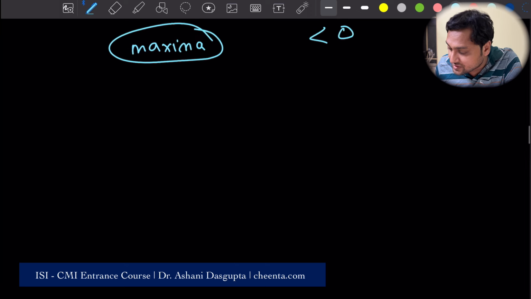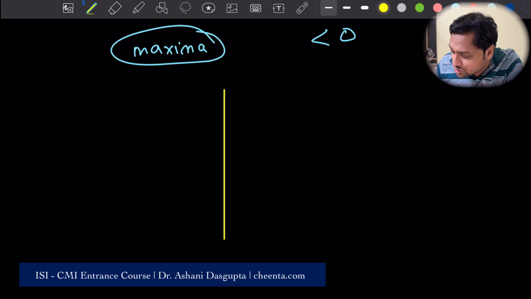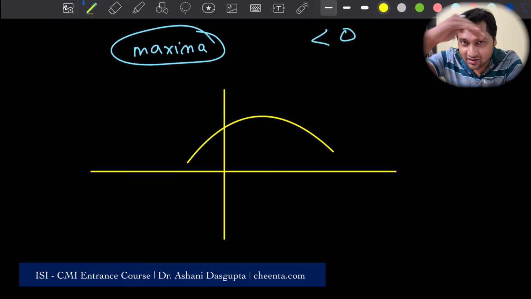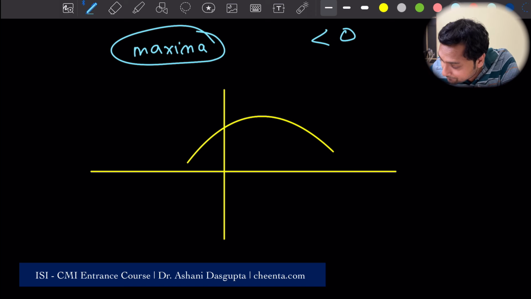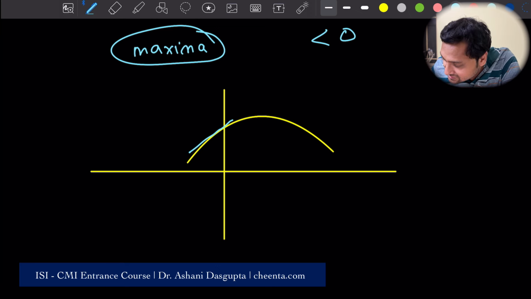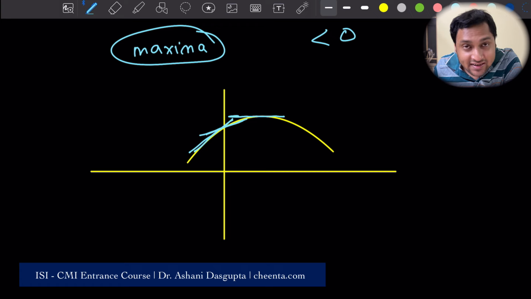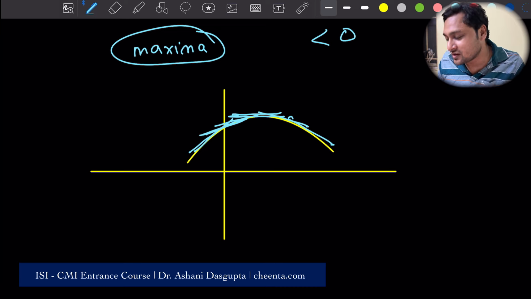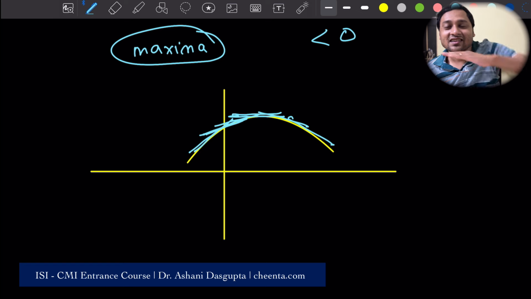If you don't remember this particular idea, I will give you a short way of thinking about this. Suppose this is a maxima. Maxima means the peak, right? So think about what's happening to the tangent line. The slope of the tangent line is the derivative, right? So this tangent becomes flatter and flatter and completely flat. It was increasing, so the slope of the tangent is positive, positive, positive, and now it's 0. Now it becomes negative all of a sudden. So around the maxima, the slope of the tangent was positive, positive, positive, 0, negative, negative.